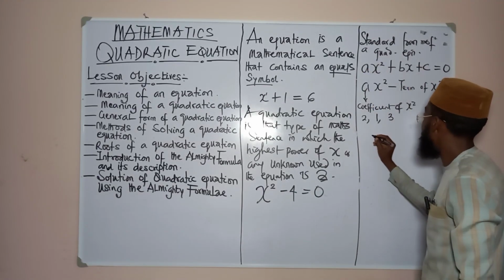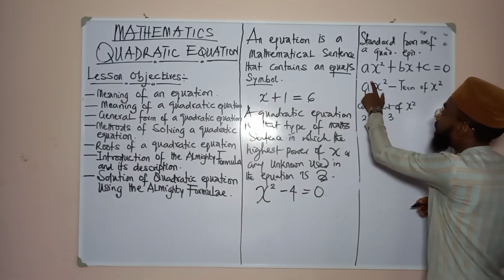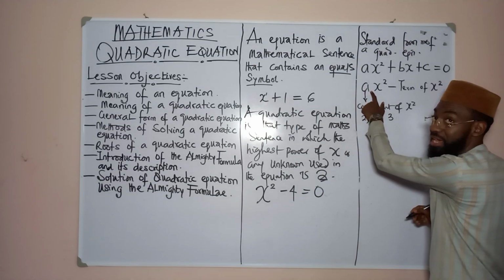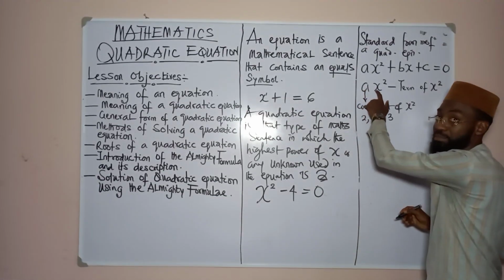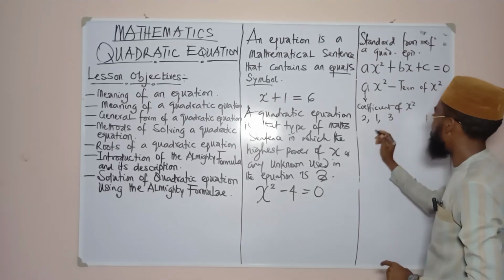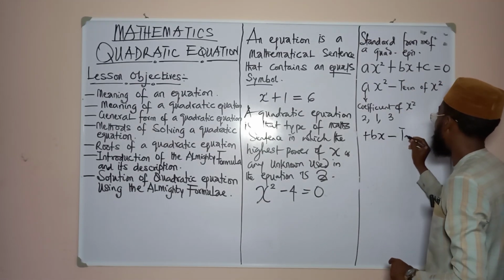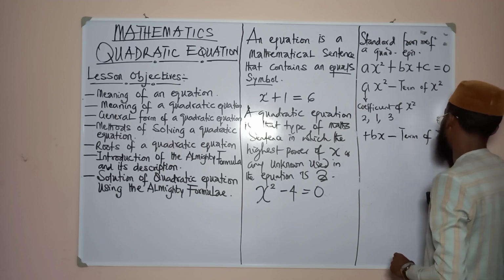Let's go back to the second term. Remember, let me also keep in your mind, when a number is not written here, it means that the coefficient of this particular x squared is going to be 1. Let's go for the second term, which we have as plus bx. This is called the term of x.